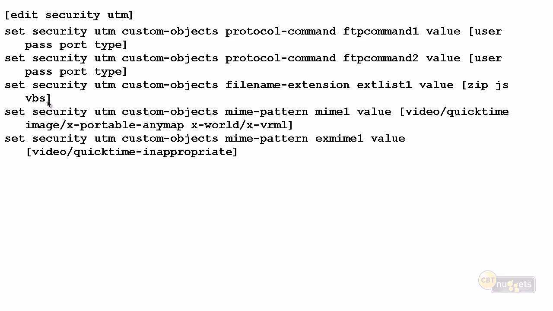Then let's create some antivirus scanning list with a custom object of MIME pattern. We'll do MIME1 and then xMIME1. We'll add a couple of values here, the value of QuickTime video and QuickTime inappropriate.